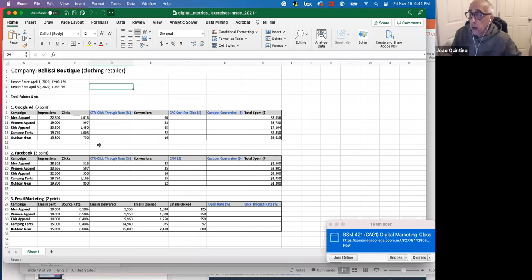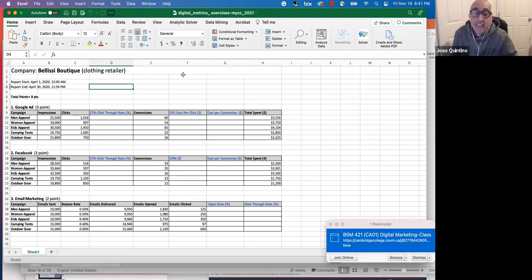Those formulas, for example, click-through rate, I told you, you take the number of clicks and divide it by the number of impressions, and you get click-through rate right here. So I'm giving you this answer already. Take the number of clicks divided by impressions times 100. It's a percentage. All the rest you have to do on your own.